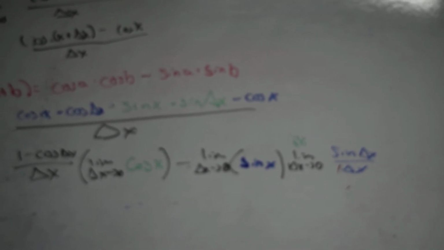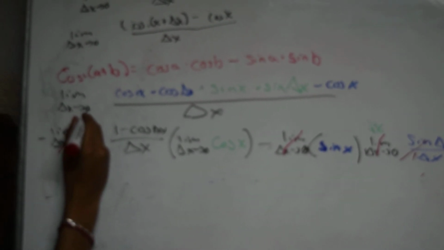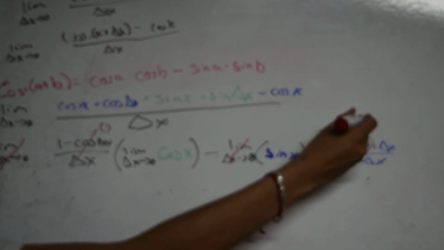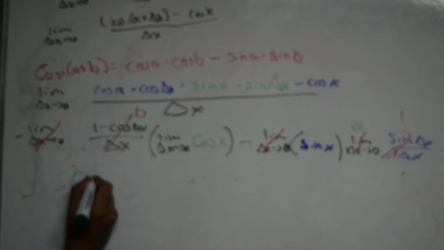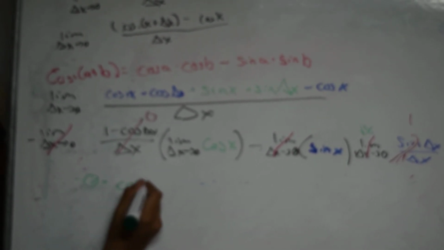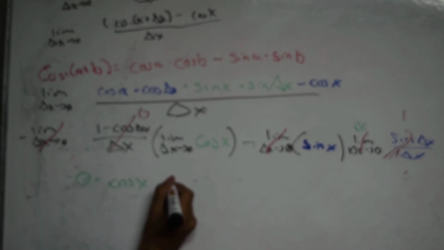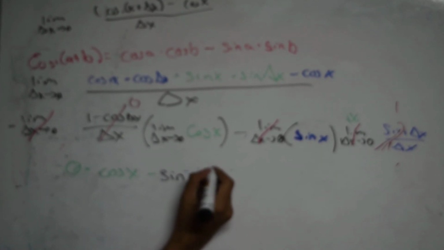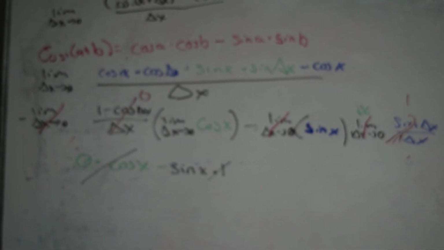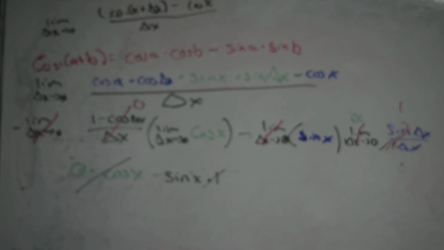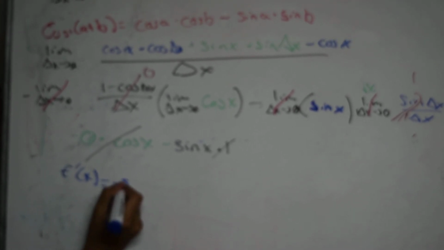So as the previous one, we apply the limit here and say that this value will be equal to 0 and this will be equal to 1. So once again we rewrite the equation by saying minus 0 multiplied by the cosine of x minus the sine of x multiplied by 1. As any number multiplied by 0 is 0 and any number multiplied by 1 is the same one, we will have that the derivative of cosine x is minus the sine of x.